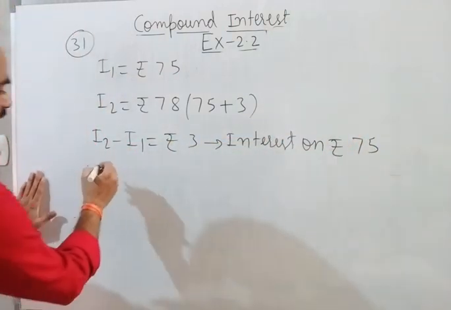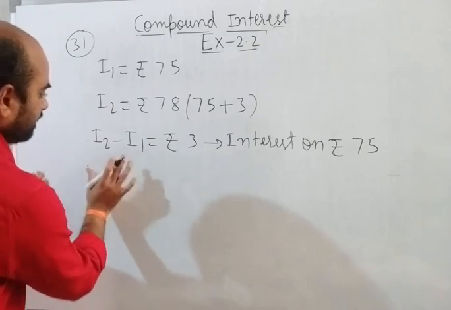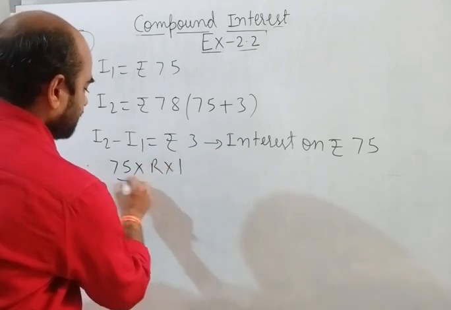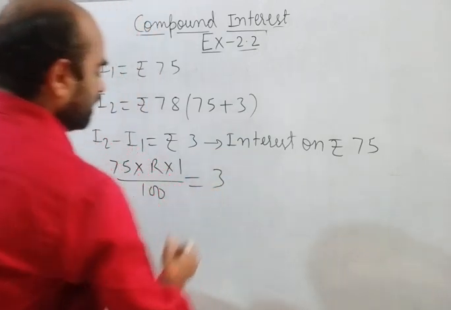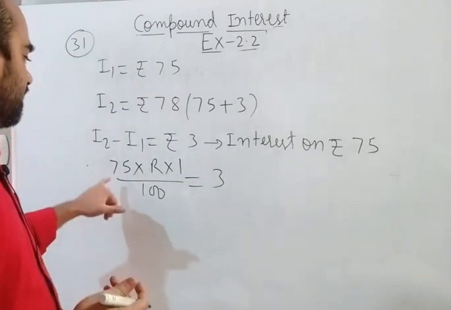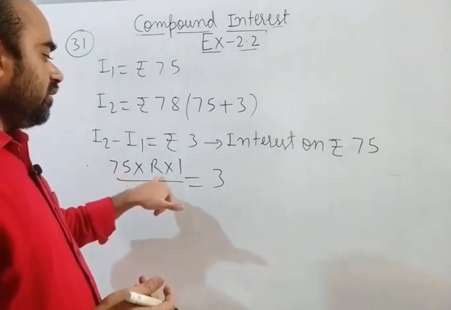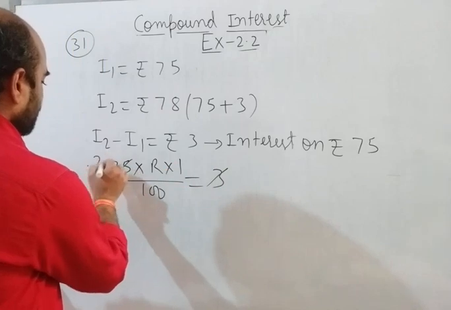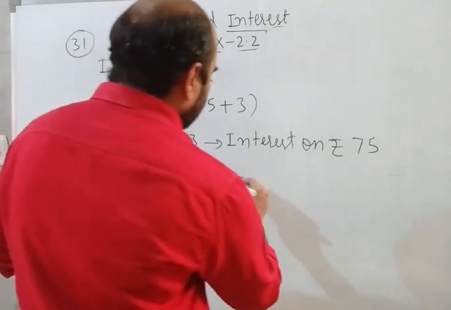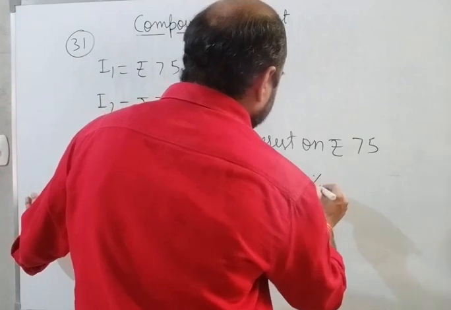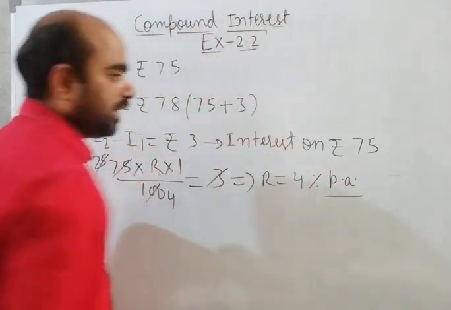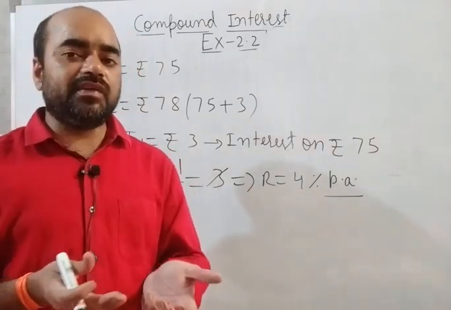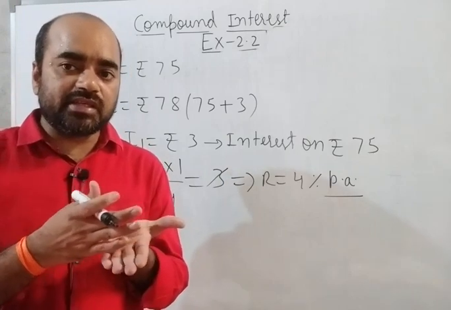So we can apply this formula by taking 75 as principal. Rate of interest we are not knowing, time is 1, interest is equal to 3, correct? Clear? So that will come 25/4, it means rate of interest will come 4% per annum. Any doubt? As we have done in question number 27, where directly we were given interest for first year and interest for second year.